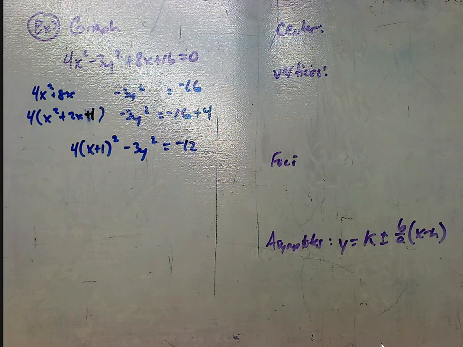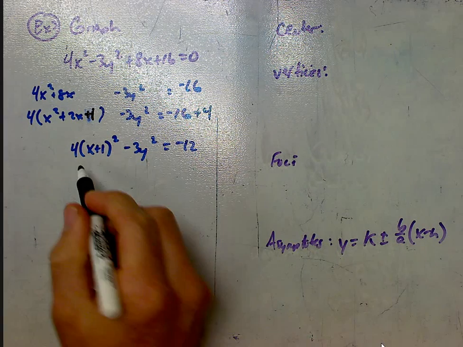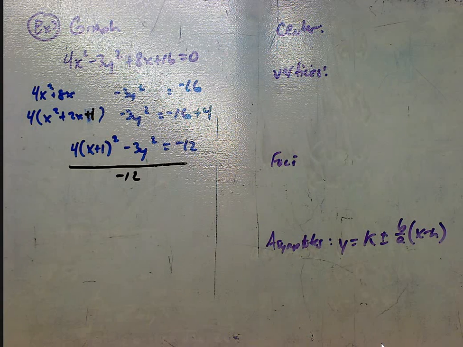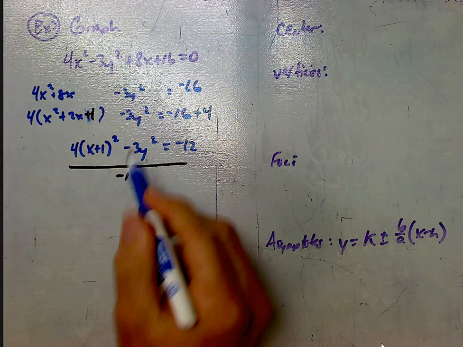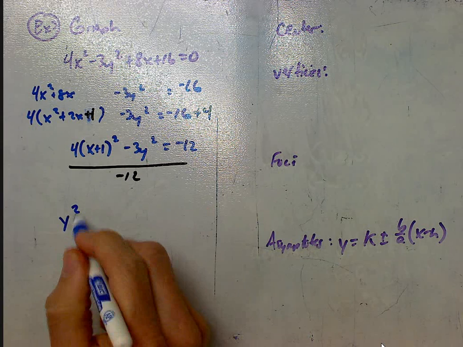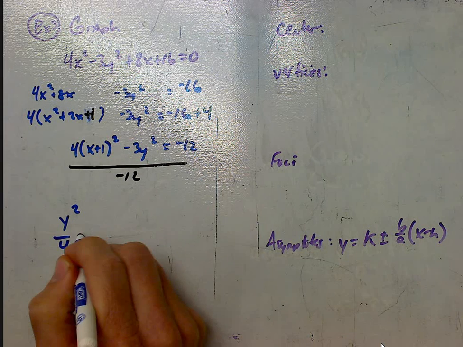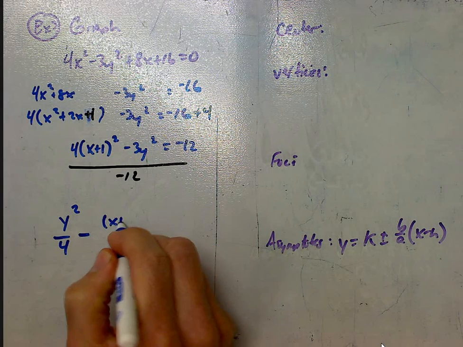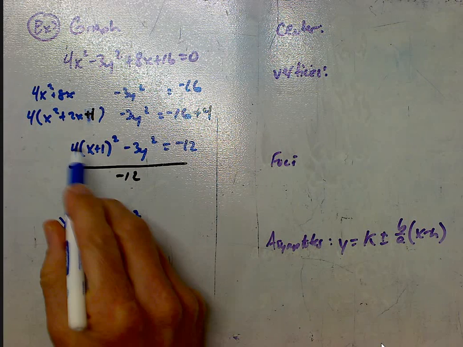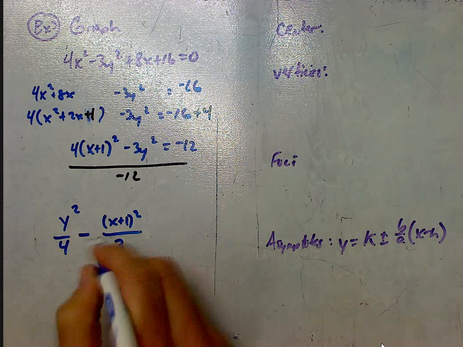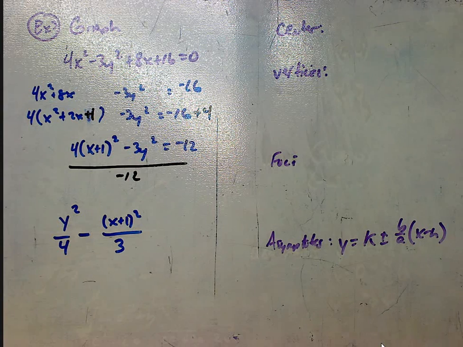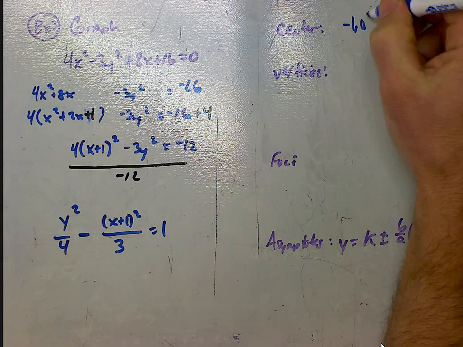Then I'm going to divide the whole thing by negative 12. Since the y will become positive, I'll write it first. Y squared over 4 minus x plus 1 quantity squared over 4 divided by negative 12 is 3. So that's why I get negative there. And that's going to be equal to 1. So my center is going to be at negative 1 comma 0.